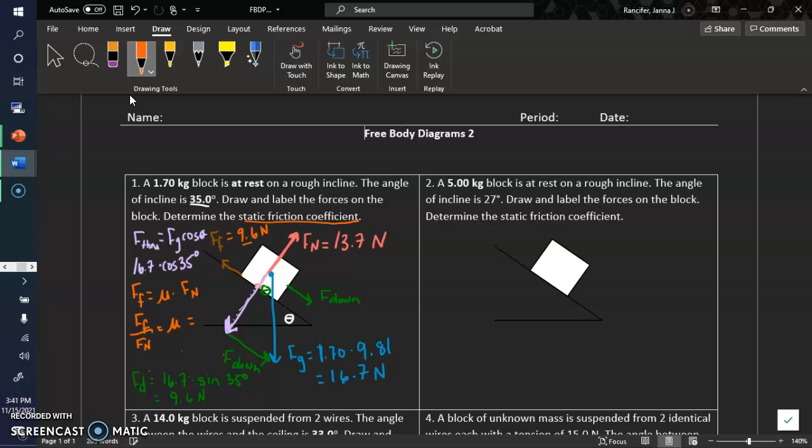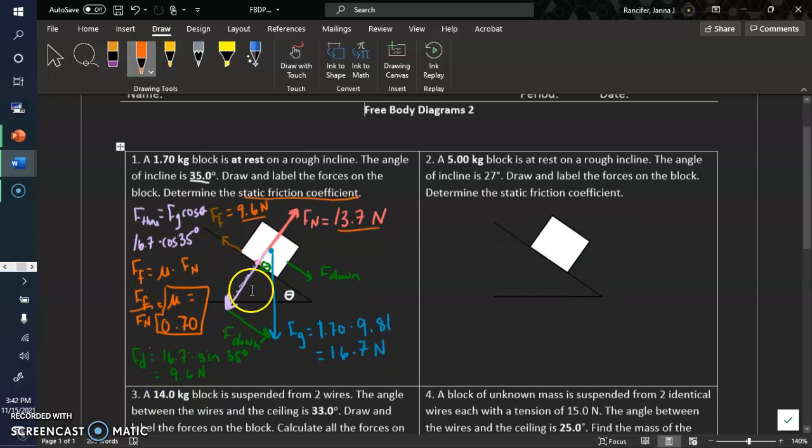So I will take this 9.6 newtons of force, I will divide by 13.7 newtons. I should have a unitless number because the static friction coefficient is unitless. 9.6 divided by 13.7. And this is a coefficient of 0.70, and I can just leave it like that.